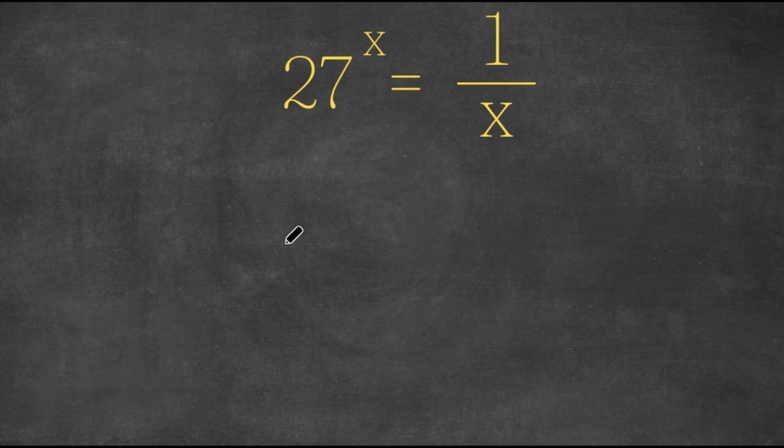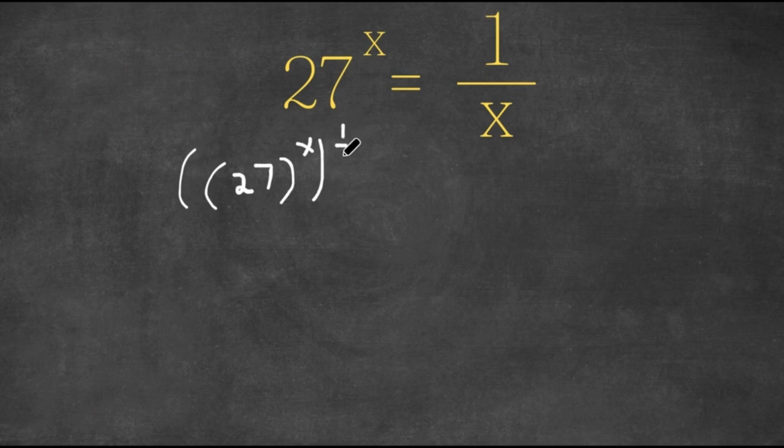In today's video, I'm going to be teaching you guys how to solve this exponential equation. So we have 27 to the power of x equals 1 over x. Now what I'm first going to do is take the power of 1 over x on both sides. So we have 27 to the power of x, to the power of 1 over x, and this is equal to 1 over x to the power of 1 over x.